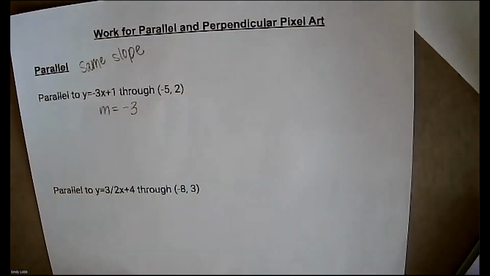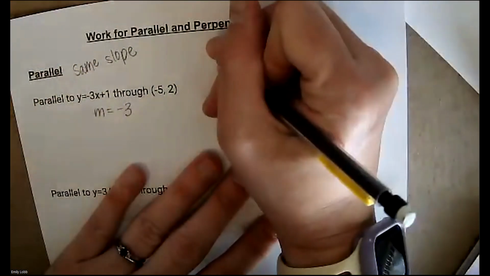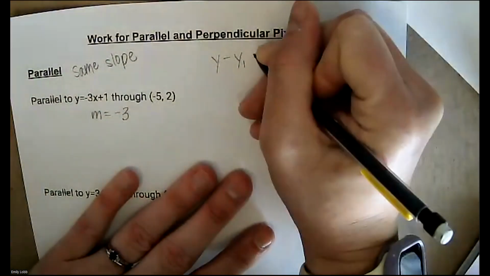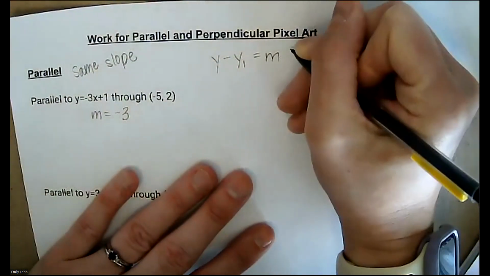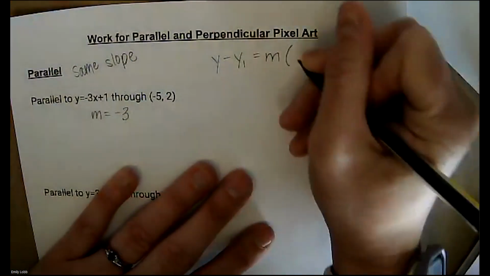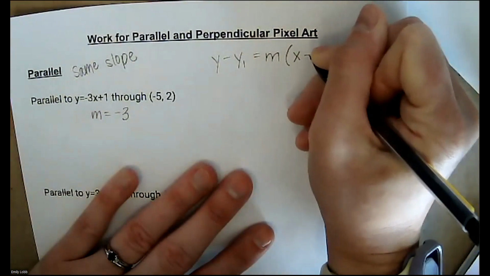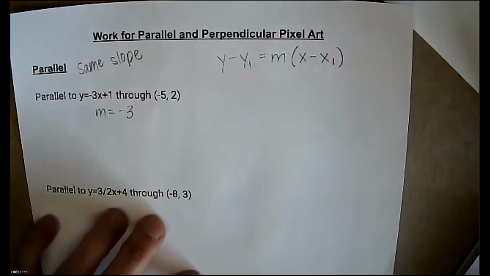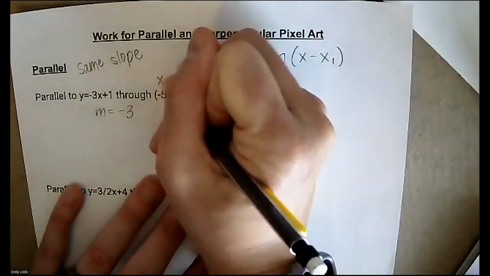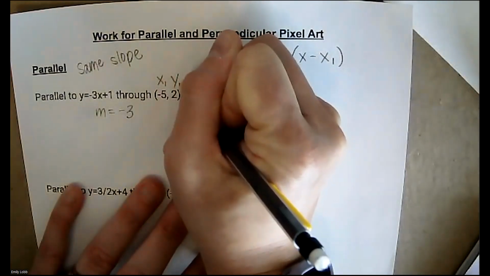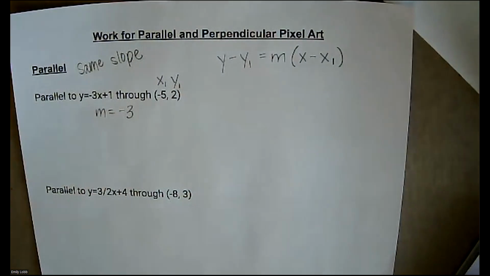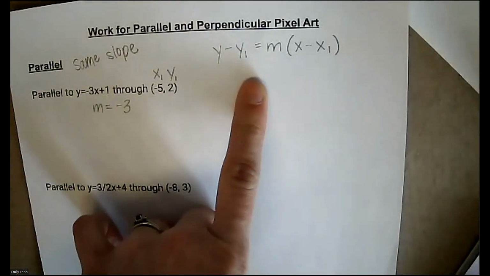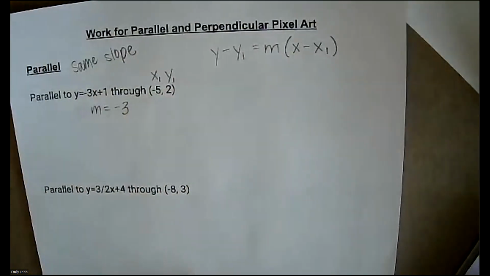Now, it's giving you a point. Do you remember your point slope form? y minus y1 is equal to your slope, open parentheses, x minus x1. So this is x1, this is y1. This is m. Can you write an equation now? You should be able to.